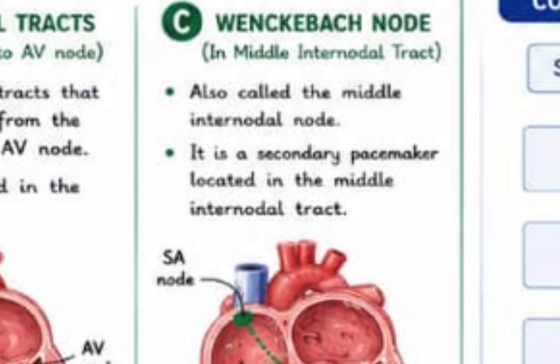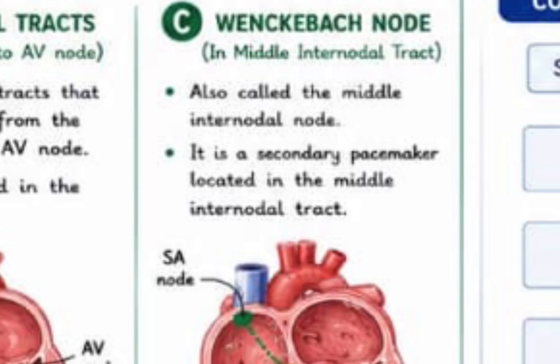The important one here is the middle internodal tract, which is the Wenckebach tract. It is a secondary pacemaker, and its function is that it takes over as pacemaker when the SA node fails, because this will be important when I'll be teaching you about ectopic arrhythmias. When I'm teaching you ectopic arrhythmias, it will be easy for us to explain this. Are you getting now? Very, very important.